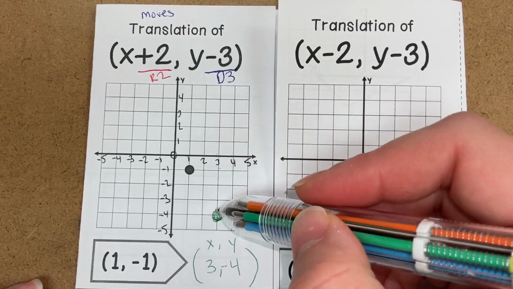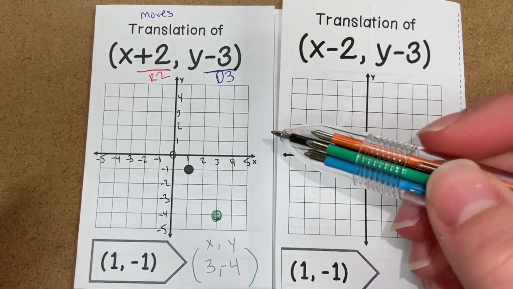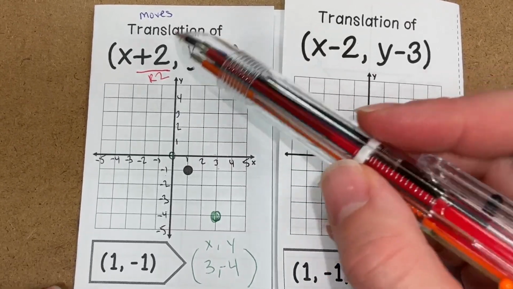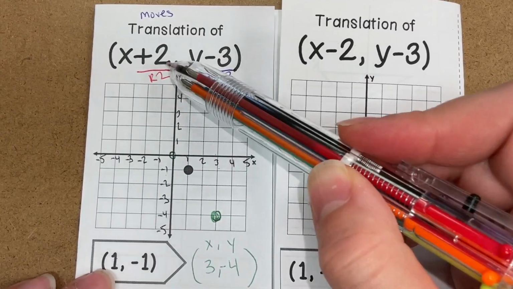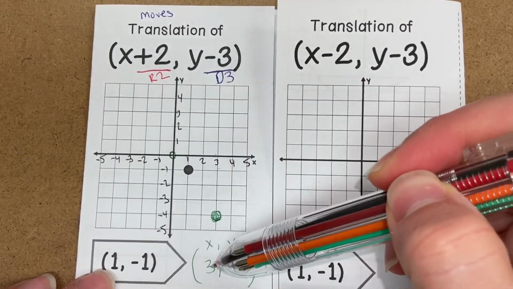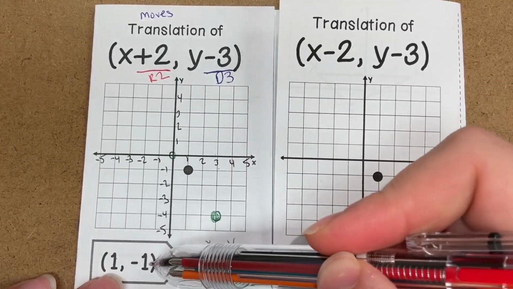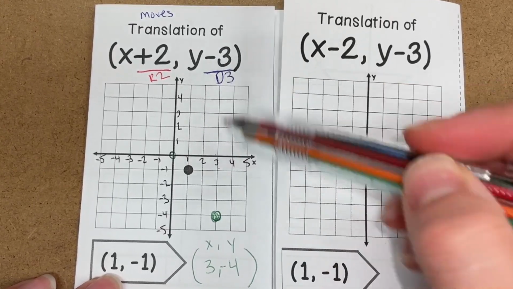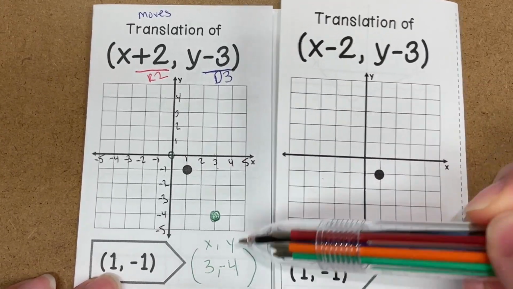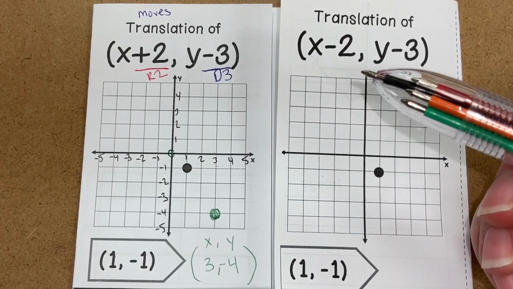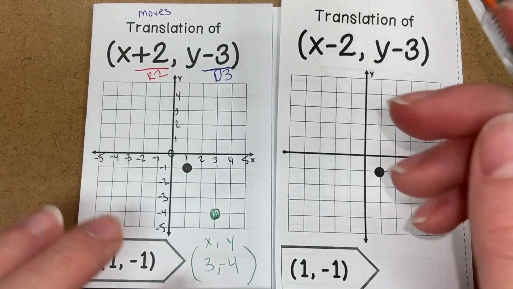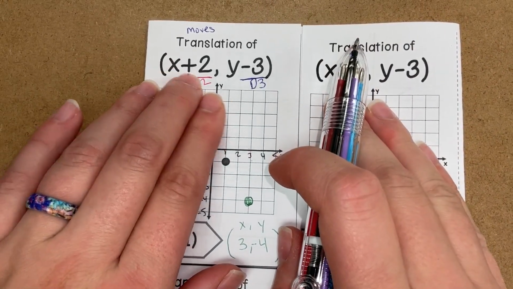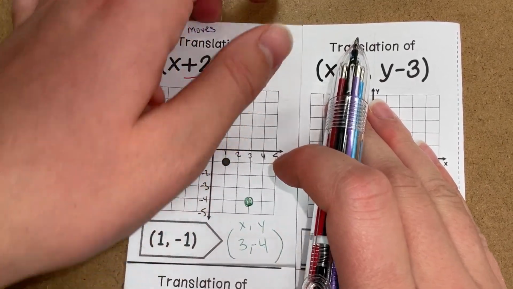Now, see, I said 3 and negative 4. With that being said, you could also see this. 1 plus 2 is 3. Negative 1 minus 3 is negative 4. So that's 2 ways to check your answer, okay? So we're going to use this x plus 2, y minus 3 again inside.